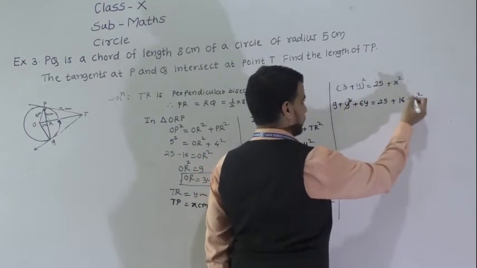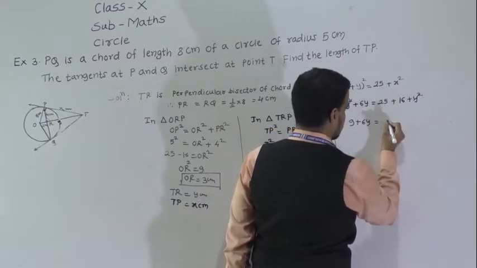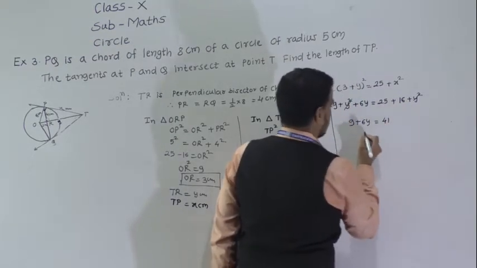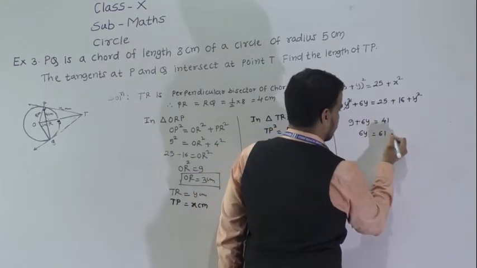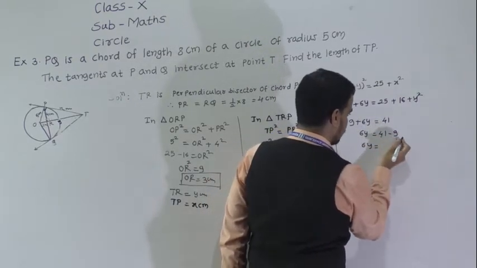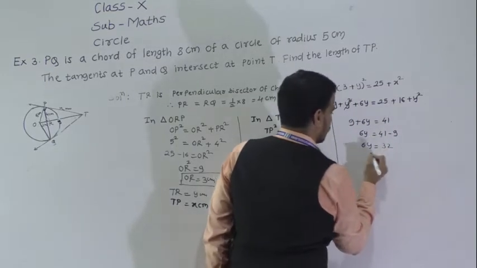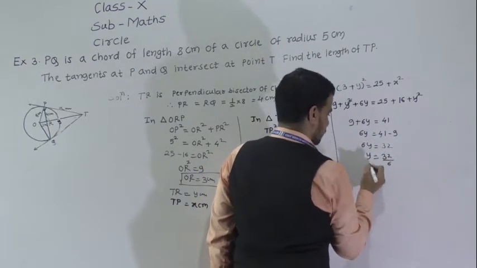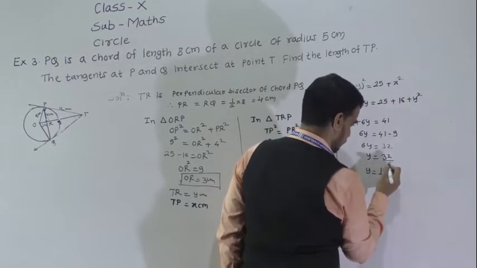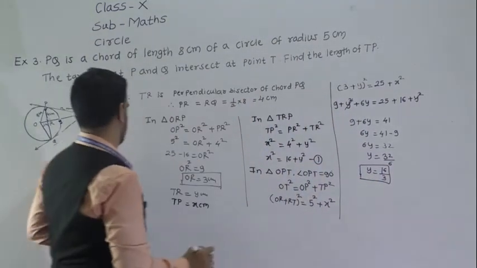Here y square gets cancelled, so 9 plus 6y is equal to 25 plus 16, that is 41. So 6y is equal to 41 minus 9, that is 32. So y is equal to 32 by 6. If we reduce this, y is equal to 16 by 3. Now we have to find the value of x, this TP.